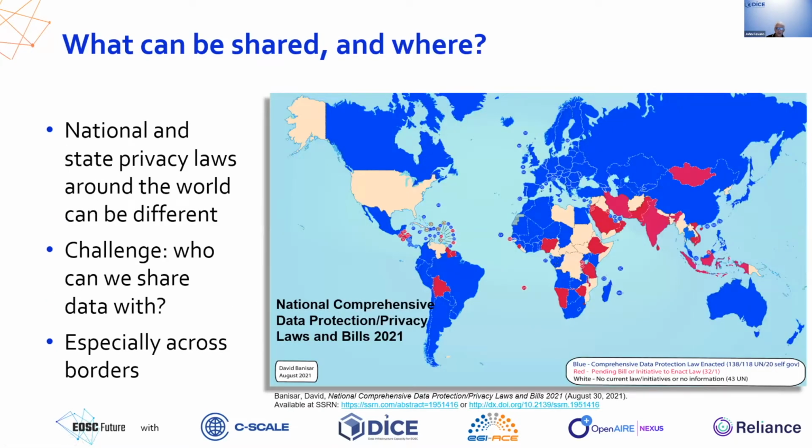Although the EU has certainly been a leader in harmonizing privacy law among the member states, it is a fact that national and state privacy laws around the world, and even in Europe, can be different. And this creates a challenge for EOSC researchers to always understand when they can share sensitive data and who they can share it with, especially across borders. And it even depends on the kind of data. For example, medical data has its own special rules for sharing that people are developing right now.